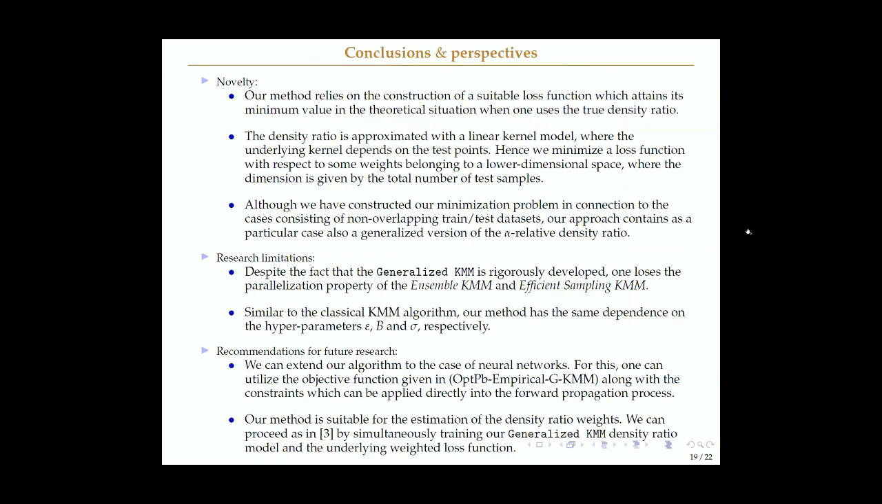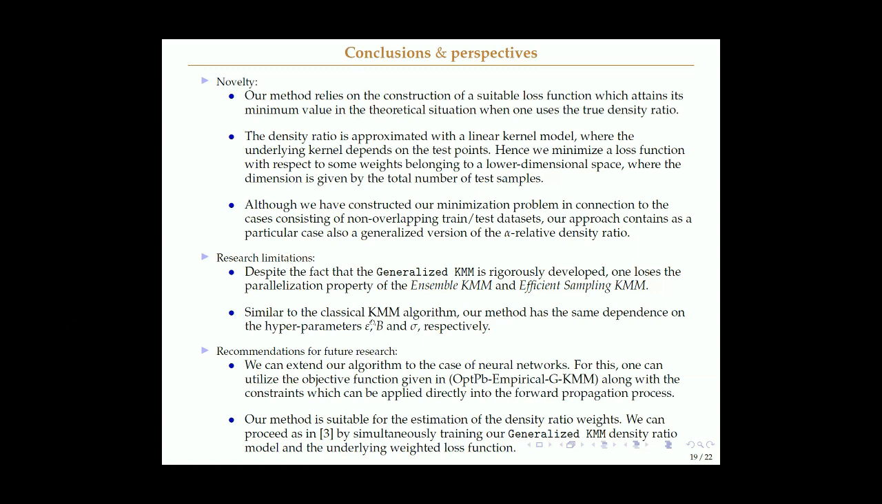Finally, I want to stress a little bit the conclusions of the method. There are some aspects regarding the novelty, namely, except for the alpha density ratio technique, all of this was developed in a rigorous manner using what I call the loss function approach. And I also used a linear kernel model for the approximation of the true density ratio. Hence, the optimization problem is made with respect to a lower dimensional space. This is because, in practical applications, the training data, due to augmentations, has a much higher number of samples than the test data.